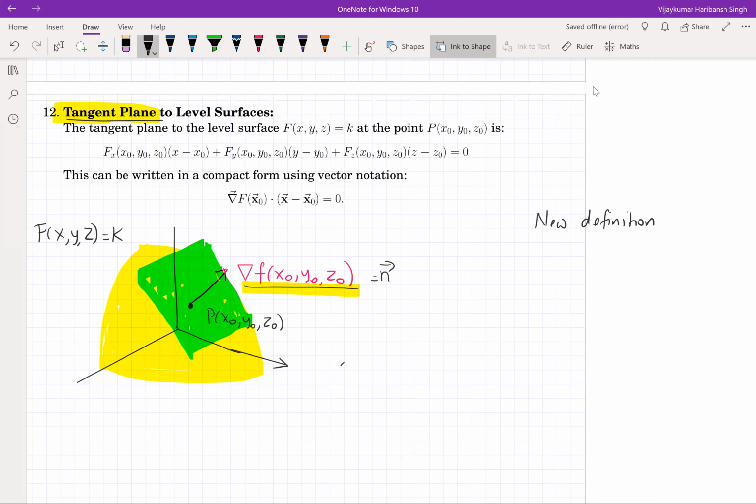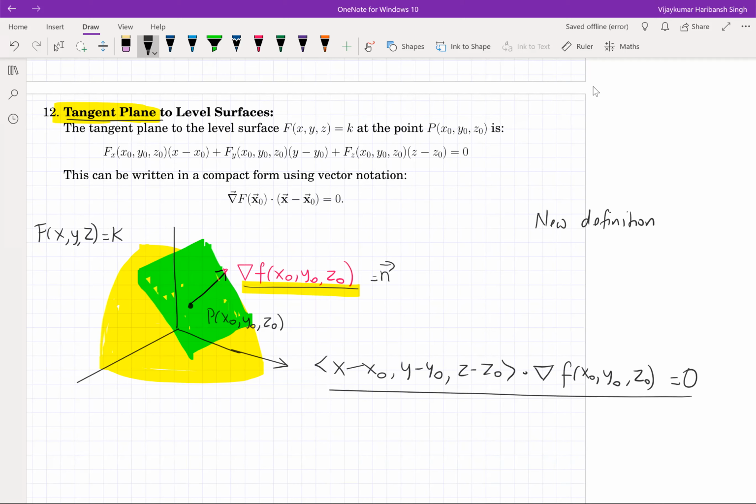So you get x minus x naught. So if you recall the vector equation, you had x minus x naught, comma y minus y naught, z minus z naught times grad of f of x naught, y naught, z naught equals to 0 is the equation of the tangent plane to the level surface. So you see that this is what we get after we simplify.